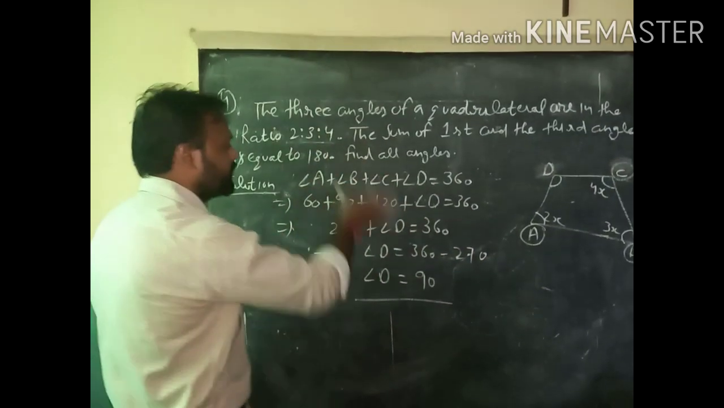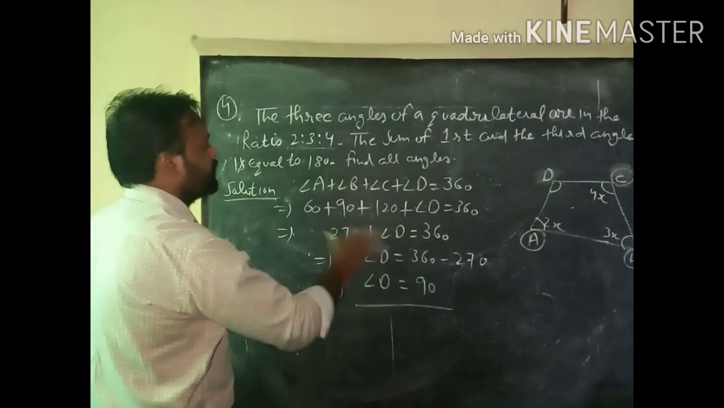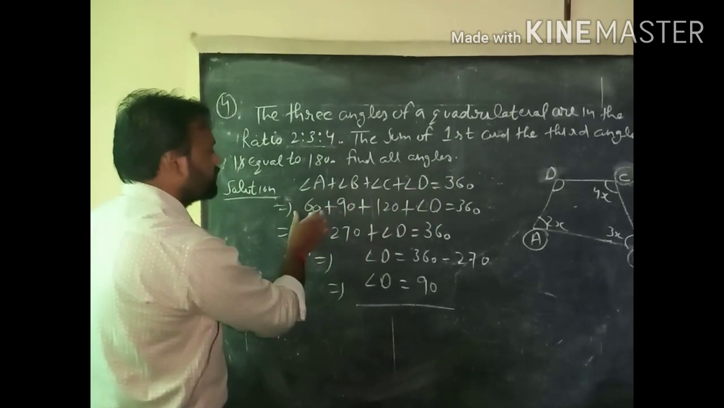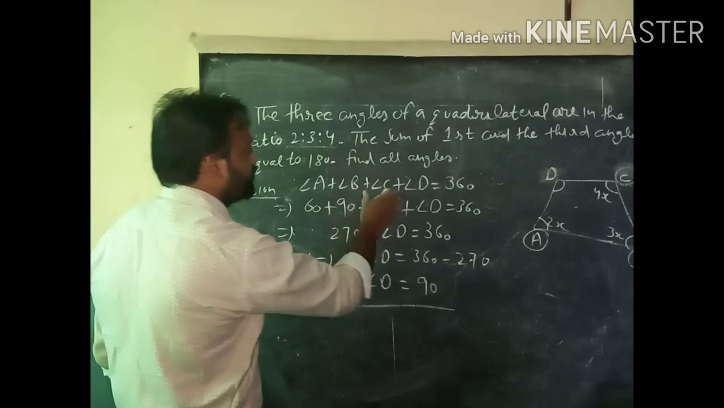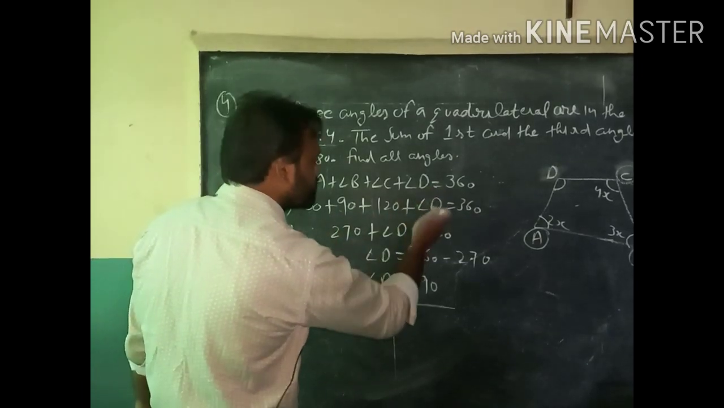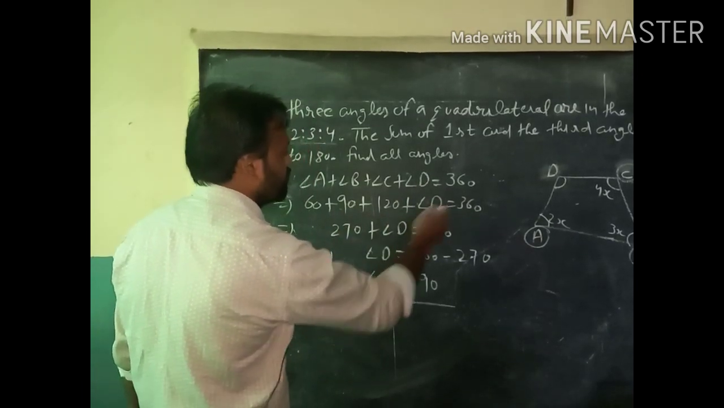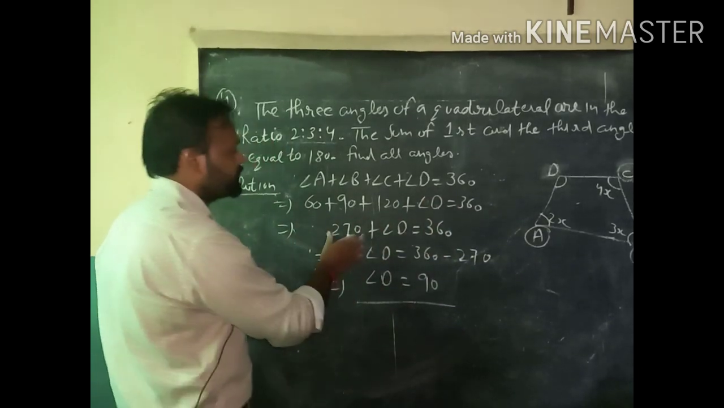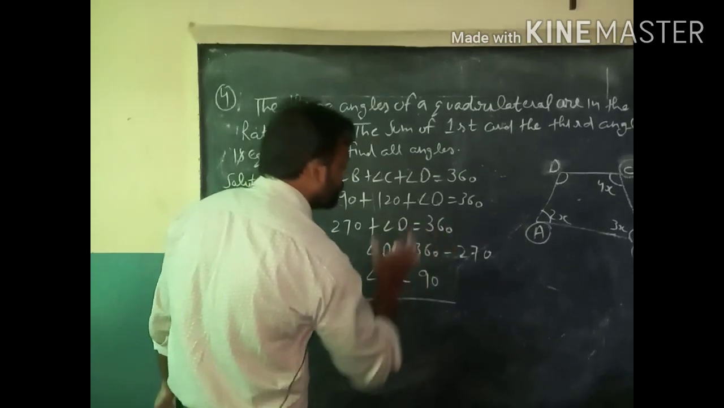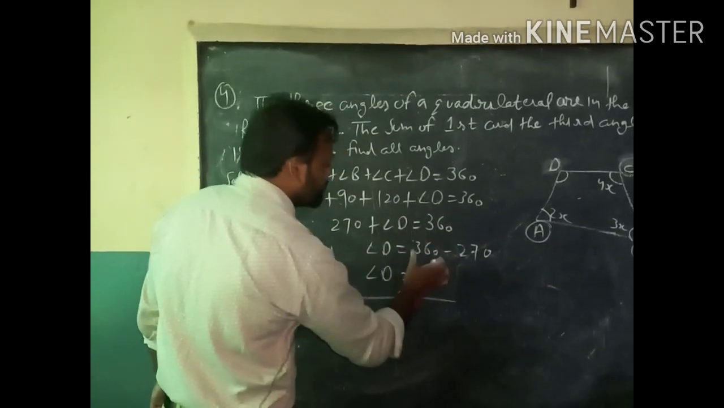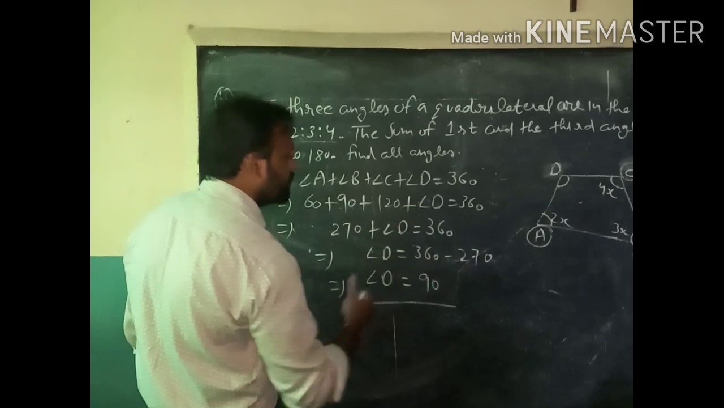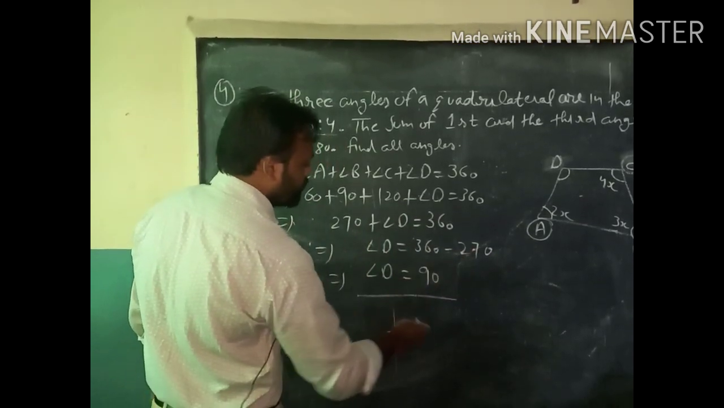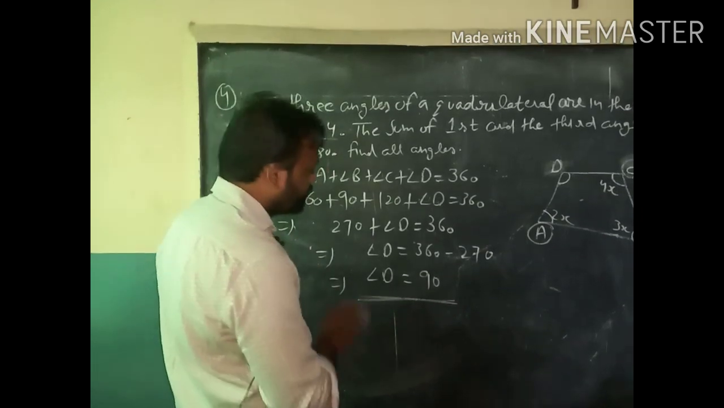Again we apply the angle sum property of the quadrilateral, means the sum of all the angles is 360. Now put the value of A as 60, B as 90, and C as 120, and this time we have to find the value of angle D. So it remains as it is, equal to 360. Now add all these values: 270 plus angle D is equal to 360. Then angle D is equal to 360 minus 270, which is 90. So we found the value of angle D also.